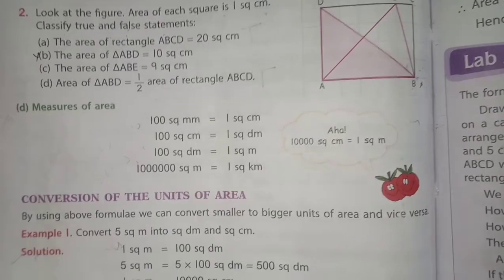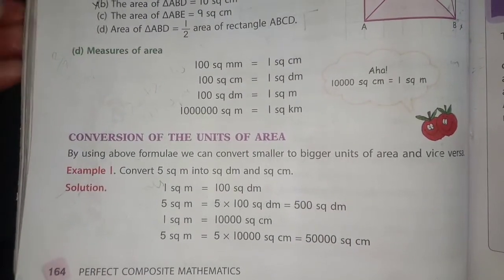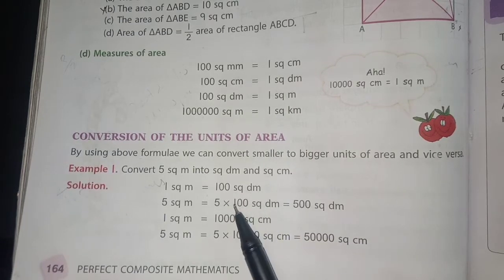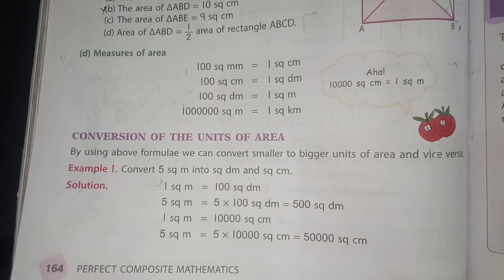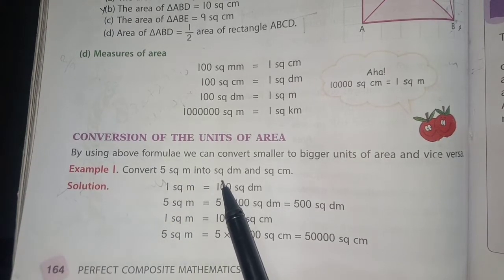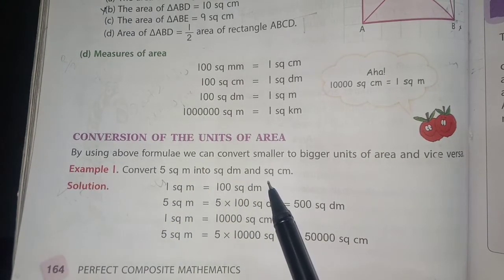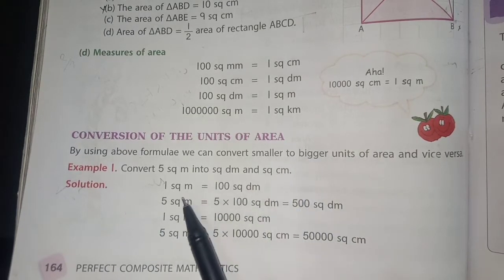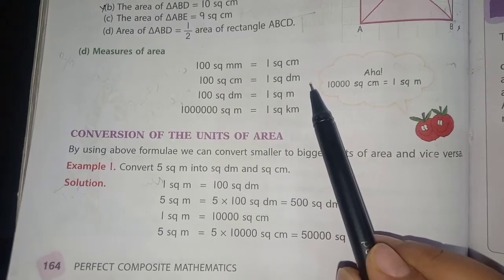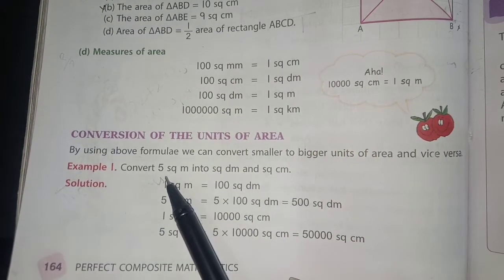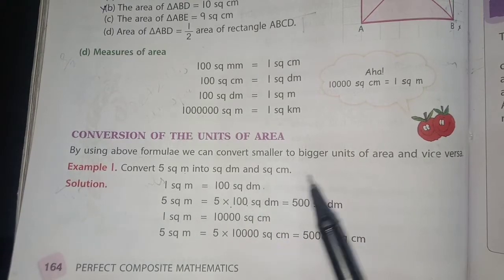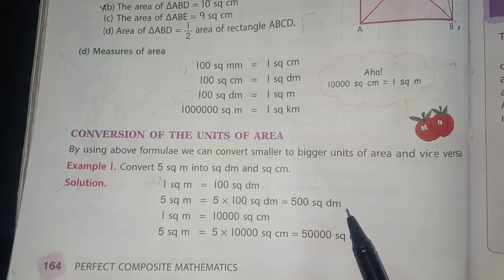Now, how to do the conversion of the units of area? By using the above formula, we can convert smaller to bigger units of area and vice versa. Suppose here we have to convert 5 square meter into square decimeter and square centimeter. So, we know 1 square meter is equal to 100 square decimeter from the above formula. So, if we have to convert 5 square meter into square decimeter, we have to multiply by 100. We will get 500 square decimeter.